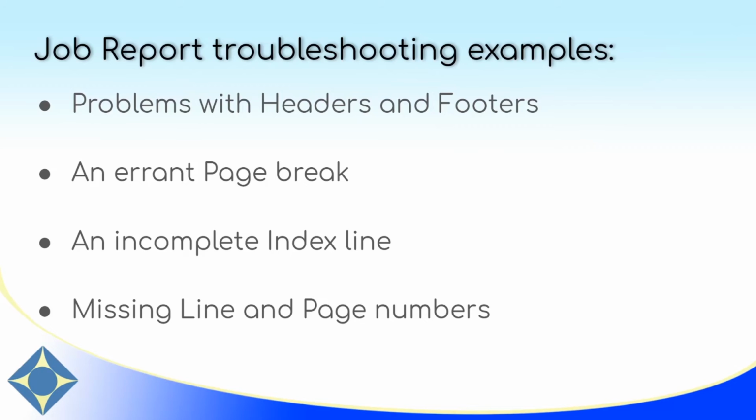In this example video, we're going to address 4 primary problems. The example document that I'll be working with has a problem with the headers and footers. There's an unexplained page break. One of my index lines is not complete. And my page numbers and line numbers are missing. Next, I'm going to open the document and show you how all of these problems can be identified and solved using the job report function.